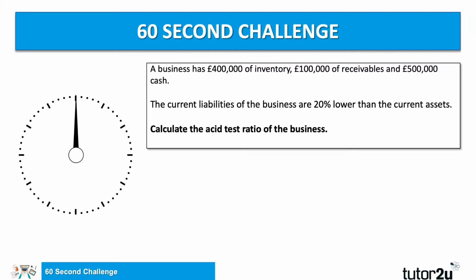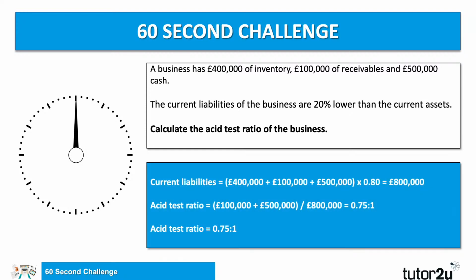So we should know the formula for the asset test ratio, which is current assets minus inventory divided by current liabilities. Now, we can work out what current assets minus inventory is just by adding together the receivables and the cash. And then from that, we can work out the asset test ratio. Jim, can we go through the answer? Remember, if you're watching the recorded version, you will have more time.